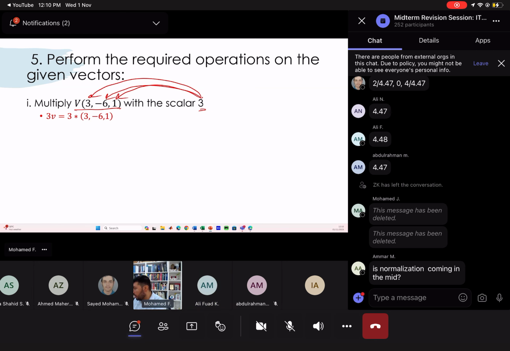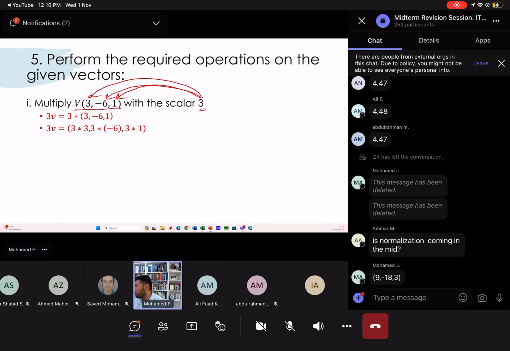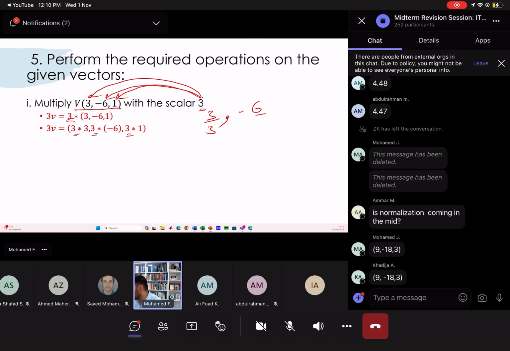Okay. Now, once he asks us to multiply, we just multiply each point by the number he has asked us, and we get the answer. The same thing if it's a division. If he asks us to divide that number by 3, then it's going to be 3 over 3, minus 6 over 3, and 1 over 3. Clear? If he asks us to divide. Here he asks us to multiply.